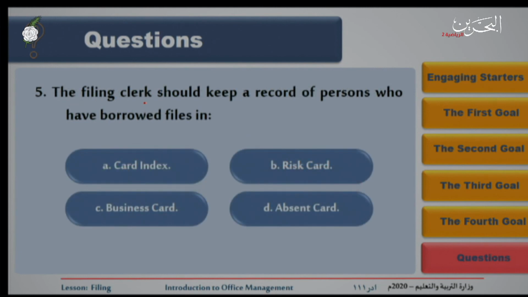Question 5. The filing clerk should keep a record of persons who have borrowed files in card index, risk card, business card, or absent card. The answer is an absent card.